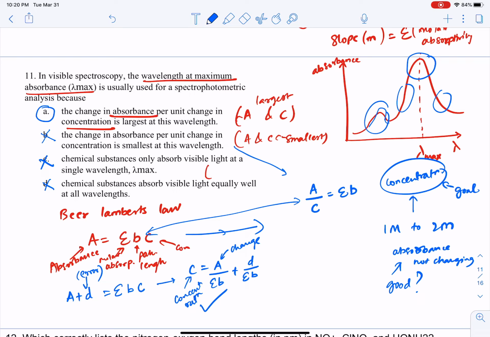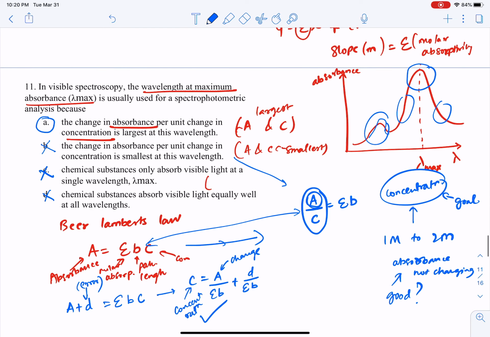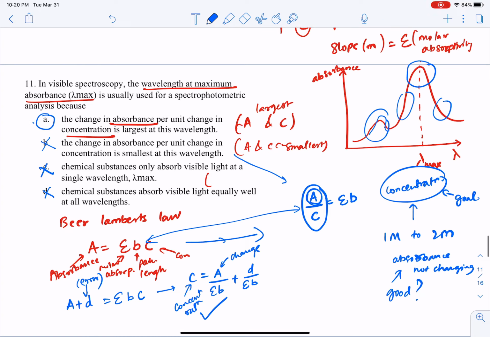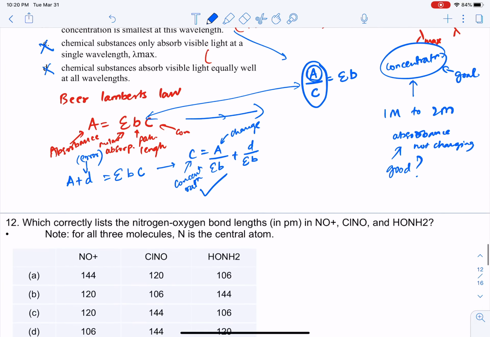What it's saying is the change in absorbance per unit change in concentration is largest at this wavelength. So this is what it's trying to say, that if we change slightly the concentration, there will be a large change in absorbance. Okay, I think I should stop here for this question, and so the answer is A, and move to the next one.